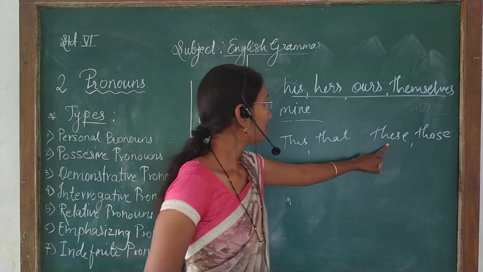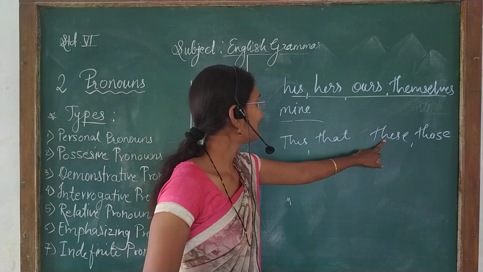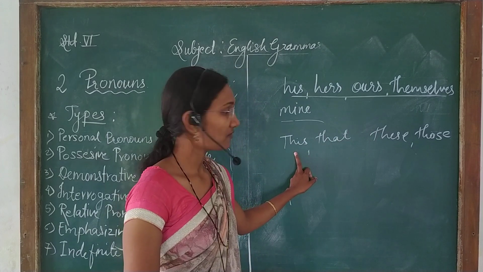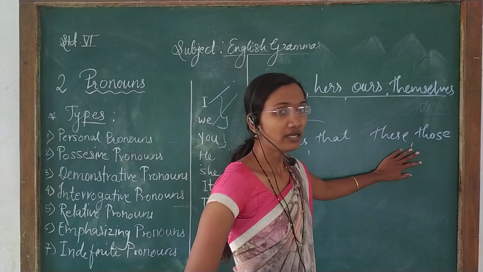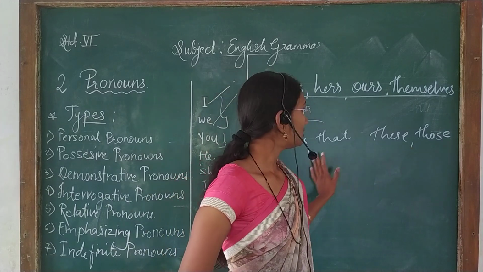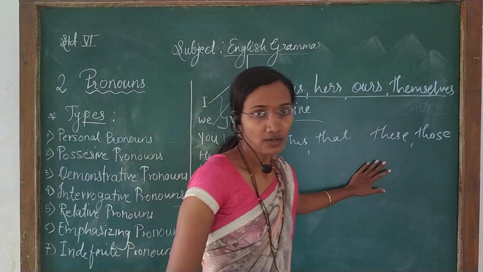And these are the plural form of this. This is the plural form of this, and those is the plural form of that, okay. This is for plural forms we use. So these four words are called demonstrative pronouns.